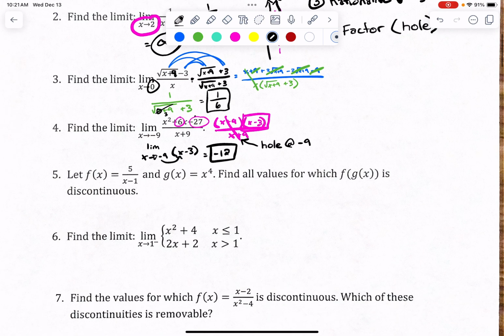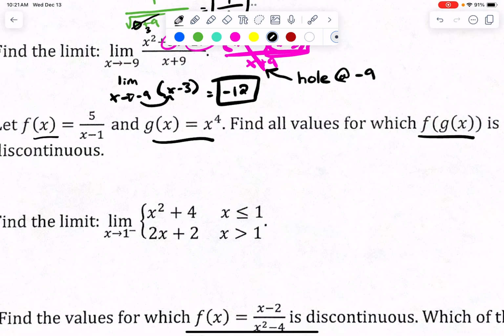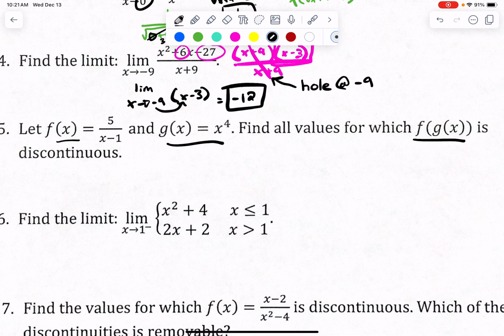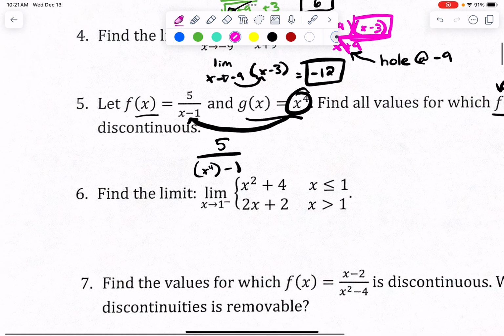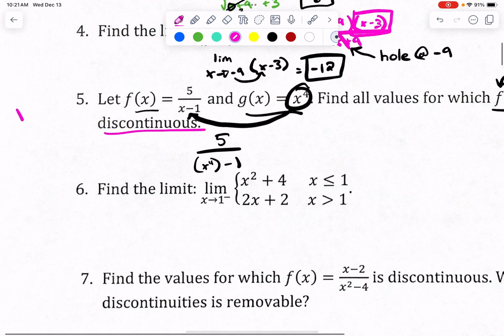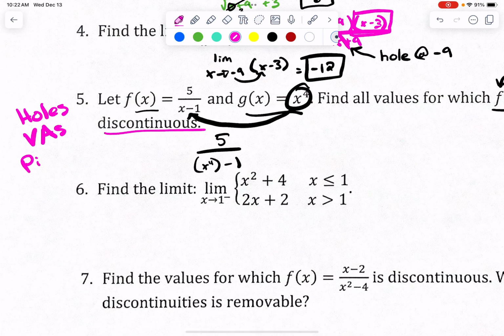All right, number 5, it says here's f, this is this function, g is this function. They want us to find f composed of g of x and find where it is not continuous, okay? So that means I'm plugging g into f. So this guy is going into here, and I want to find where he is not continuous. So if I plug that in, I have 5 over x minus 1, but x to the 4th is going here, okay? And discontinuities occur at holes, VAs, and piecewise jumps.